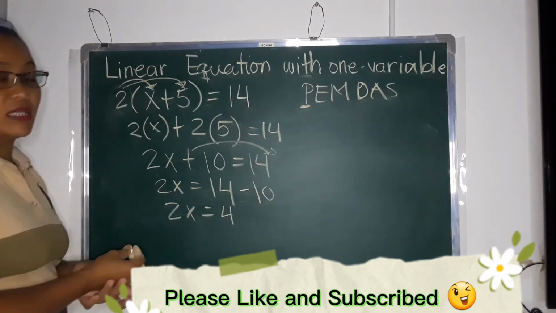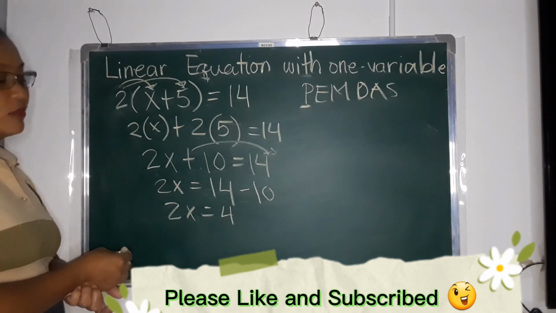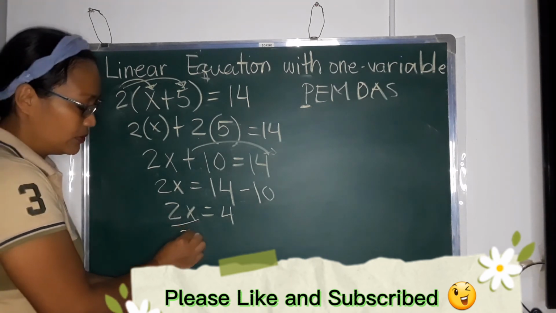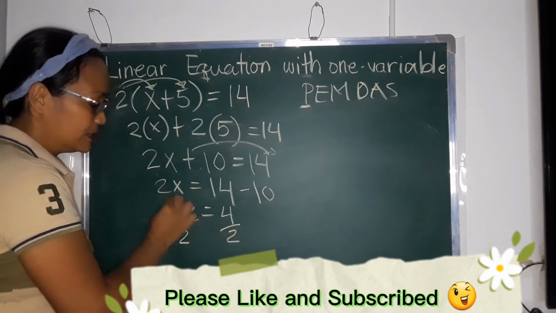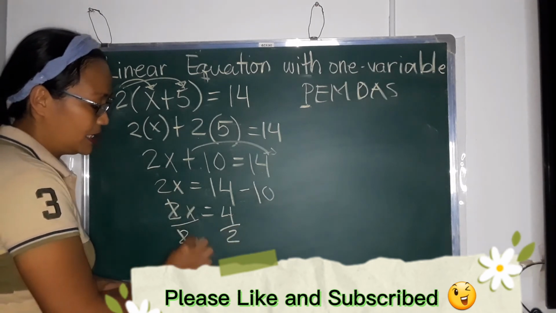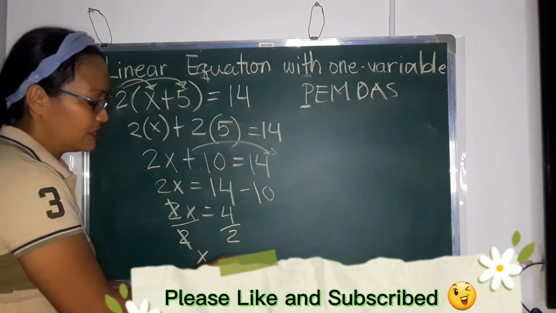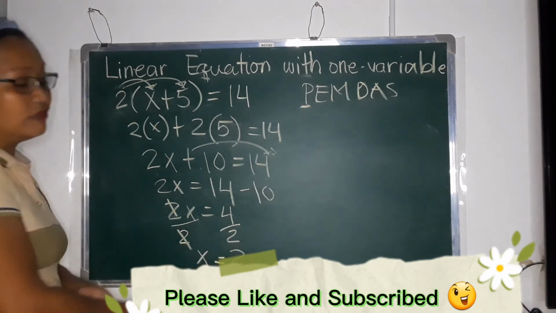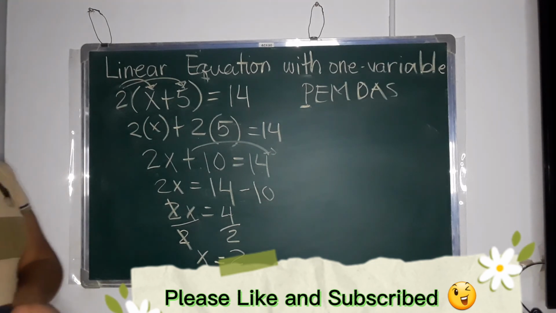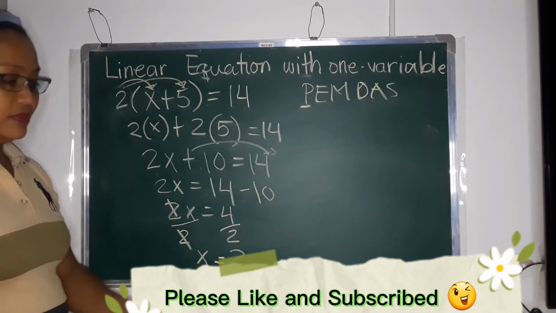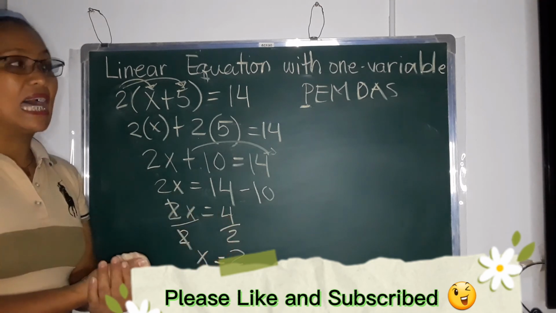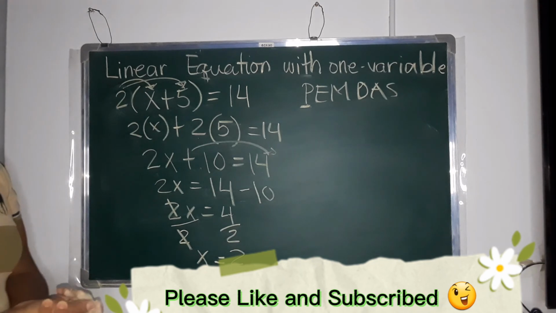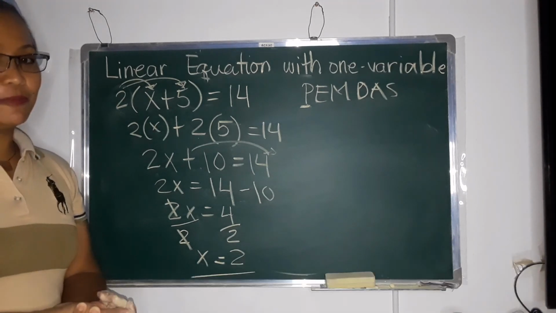Next, we're going to divide both sides by the number beside the variable. So we have 2, 2, and 2. So cancel. 2 divided by 2 is equal to 1. Then 1x, or simply x. Then 4 divided by 2, we have 2. Therefore, our variable x is equal to 2. Okay, so that's how we're going to solve a linear equation with one variable.